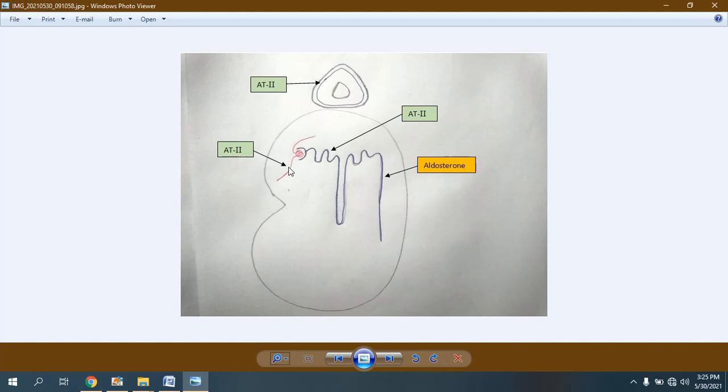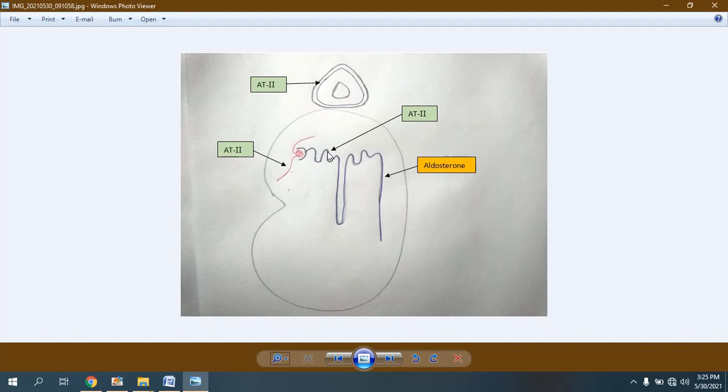The second site is this site. The angiotensin 2 receptors are present on the proximal convoluted tubule, and when they are activated, what will happen? The sodium-proton antiporter channel is opened, and the amount of sodium absorption will be increased.